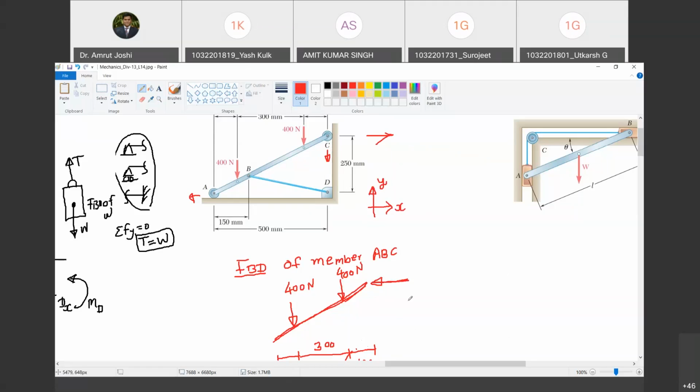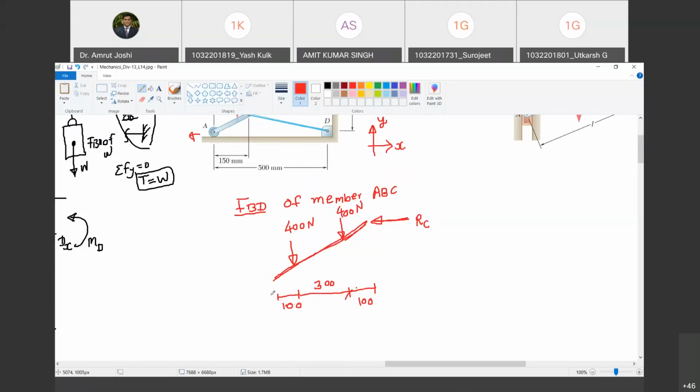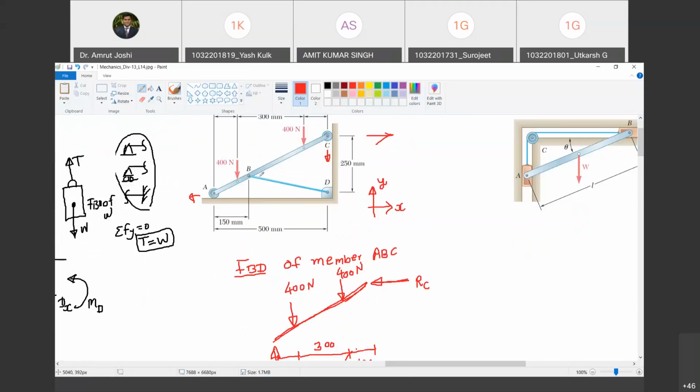So therefore, I will call this the reaction at C. Happy? It is along the negative x direction. What about the reaction at A? It is also a roller support, offers only one reaction force, and that is going to be in this direction. I'm going to call it the reaction at A. Happy?